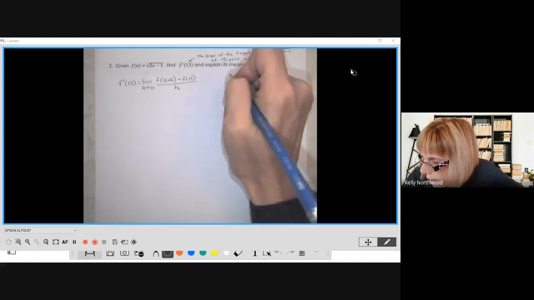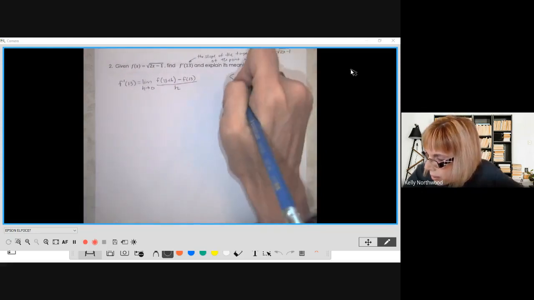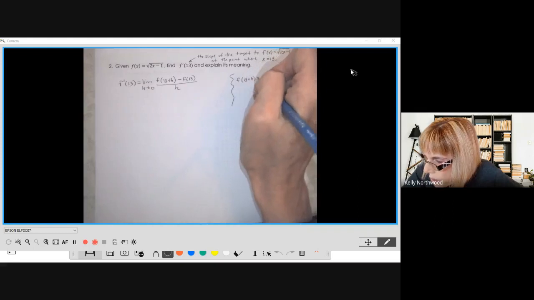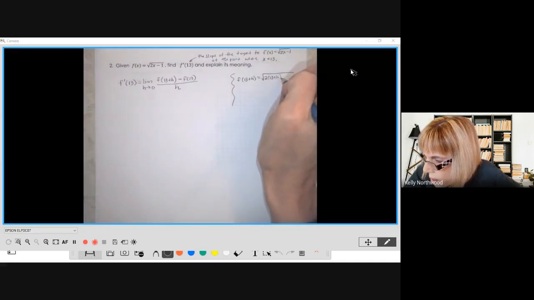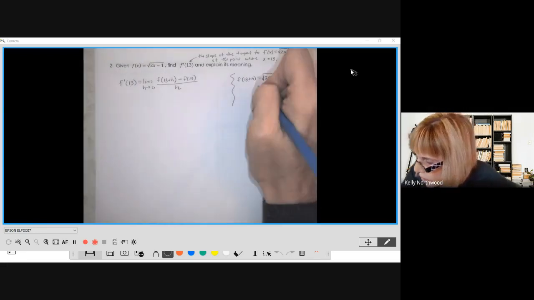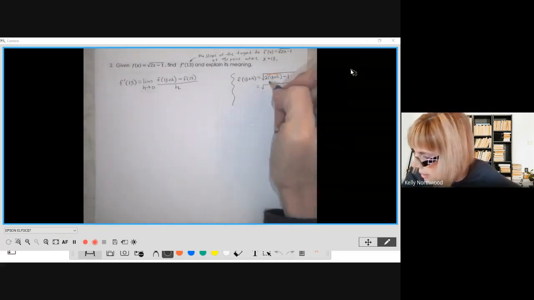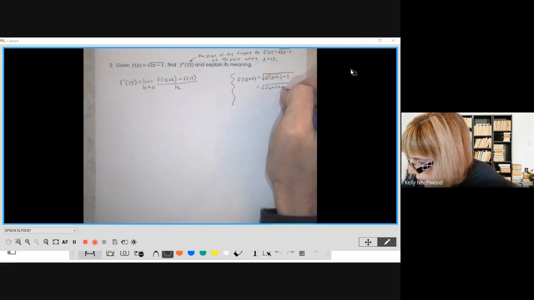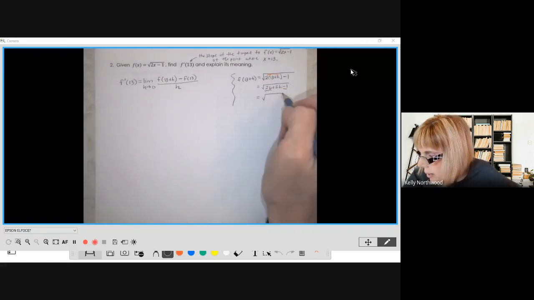Now we actually have to figure out, at the side here, what f at 13 plus h is. We take our defining function and find f at 13 plus h. So it's the root of 2 times 13 plus h minus 1. I want to simplify that as much as I can. I can multiply the 2 through and get 26 plus 2h minus 1, and then combine the 26 and the minus 1 to get the root of 25 plus 2h. That's the best I can do.